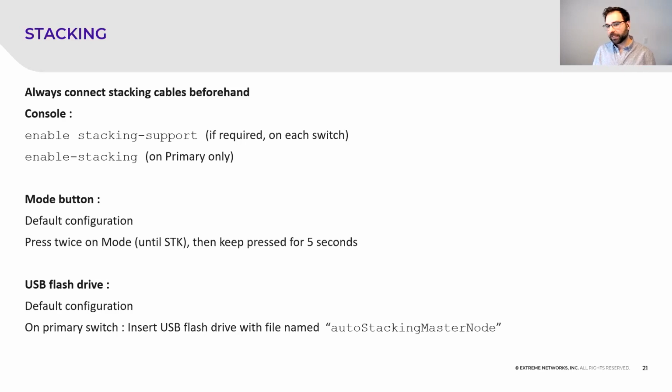The process is very similar if you want to enable it using a USB flash drive, which we can do. So the switch also needs to be with the default configuration. And on the primary switch, on the master switch, you would then insert a USB flash drive with an empty file with the name that you can see here in the presentation. And it will send the switches into the same configuration process as you would do with the mode button to enable stacking.